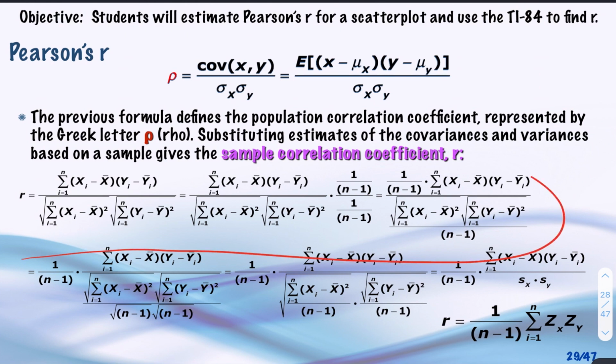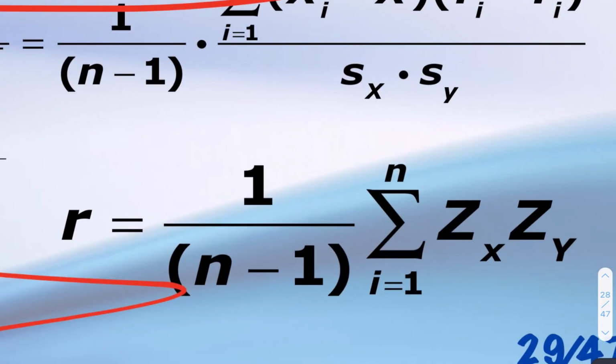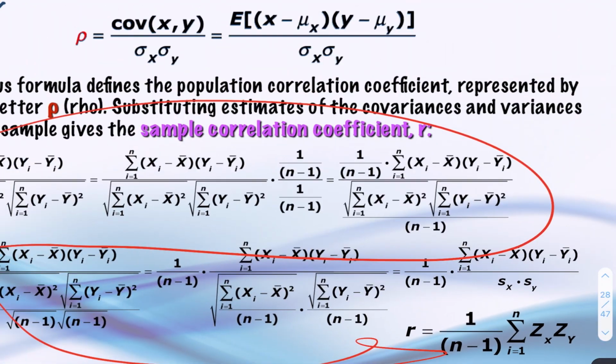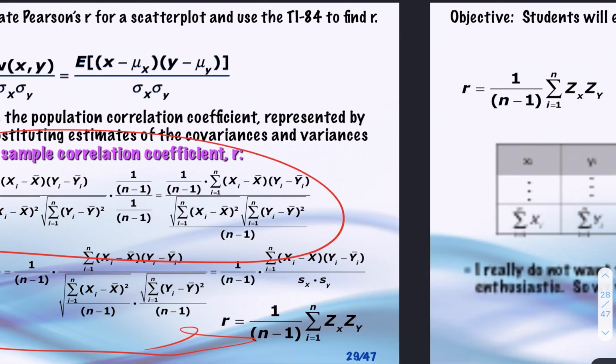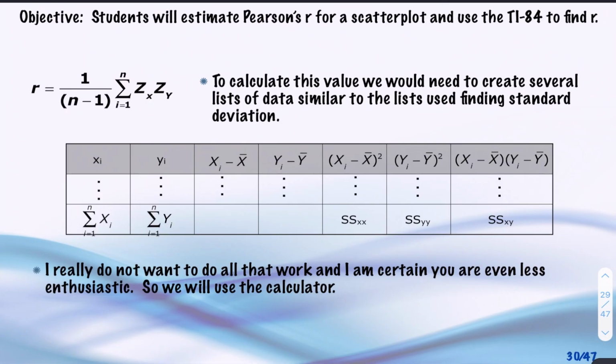We could all do this and end up here. R is the sum of the z-scores of the x times the z-scores of the y, divided by n minus 1. Now, do you want to do all of this fun math? I'm sure you do. This is a math class. Many of you are quite good at math, and that's great.